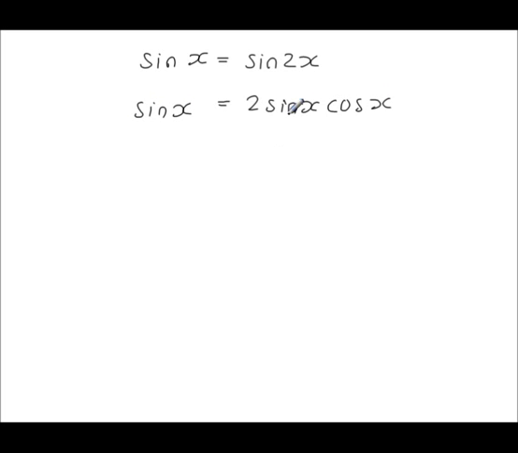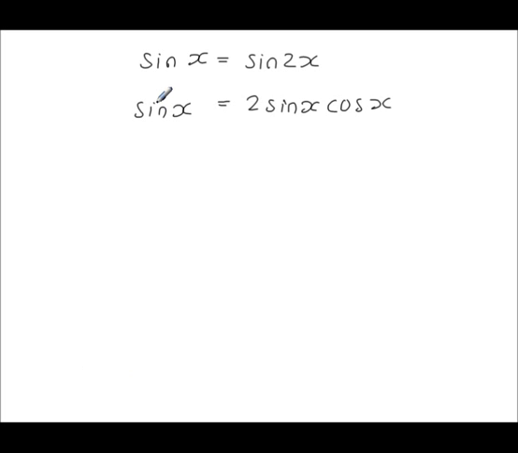Another example, this one uses the double angle identity for sine. So sine x is equal to sine 2x. I'm not going to solve this, I'm just going to show the initial steps in the solution. So sine 2x is 2 sine x cos x, and the wrong thing to do now would be to do this, to divide both sides by sine x and then just solve for cos x. You will lose solutions if you do that.